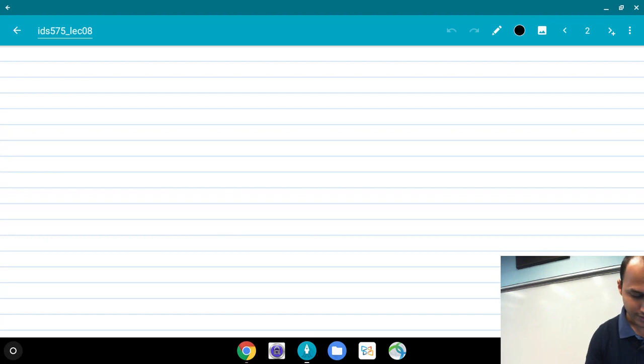So a tree is nothing but a graph. A graph consists of nodes and edges. So this particular tree corresponding to the previous slide is going to be as follows.